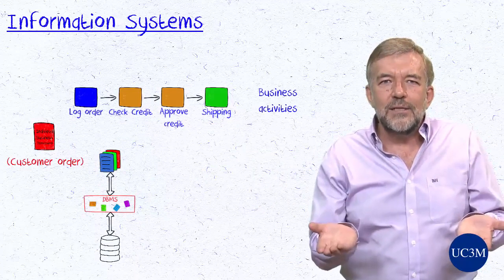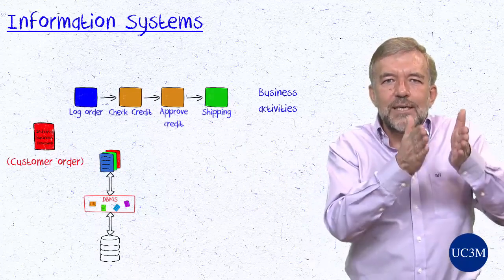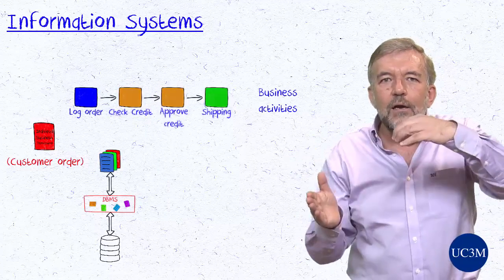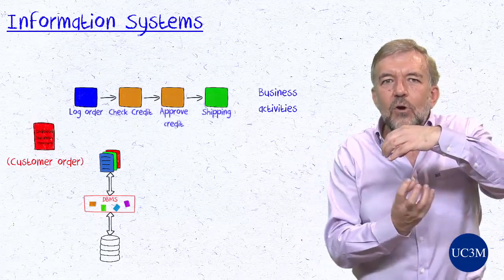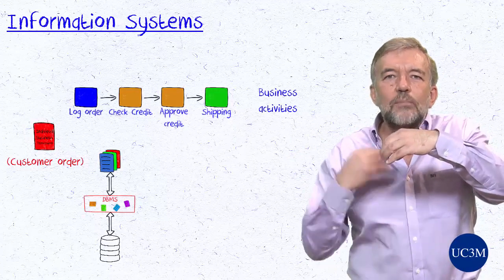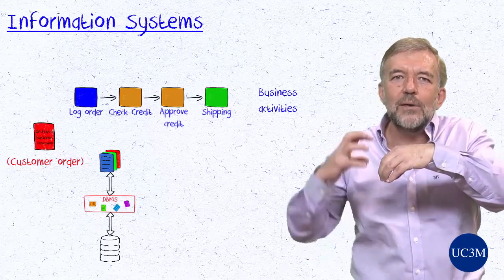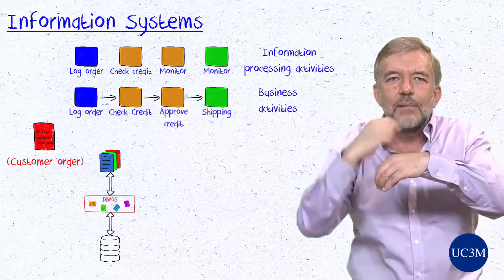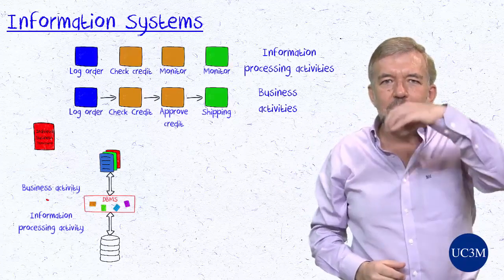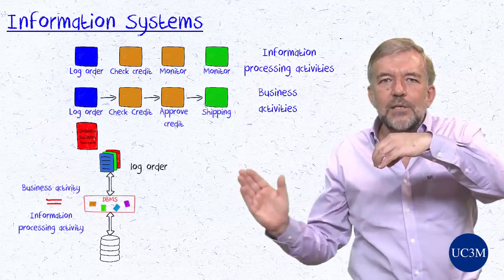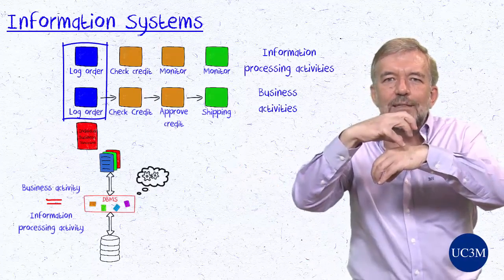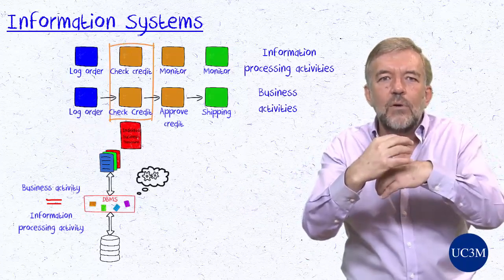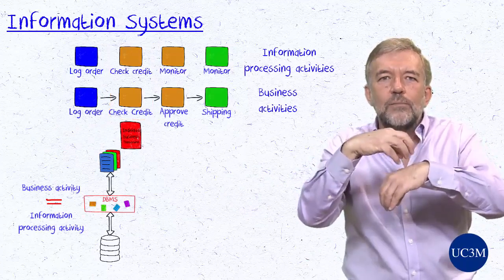For each business activity included in the process, such as logging the order, checking the credit limit, and so on, and for each individual transaction going through the process, the supporting management information system has to carry out the associated information processing activity. Sometimes the business activity required by the business process and the information processing activity carried out by the information system are the same. For example, while logging a customer order.